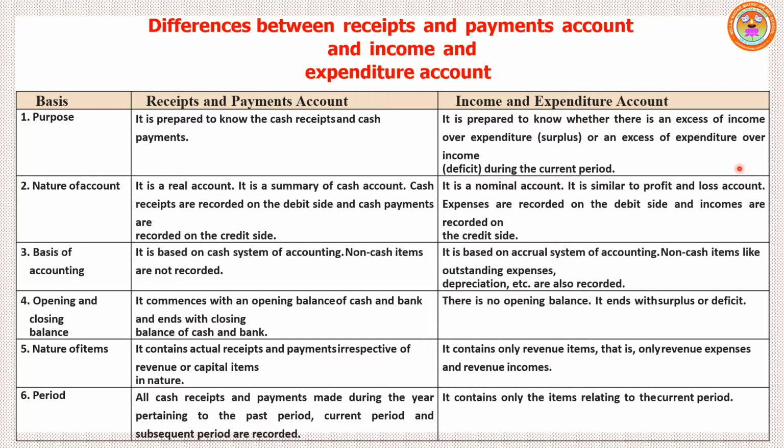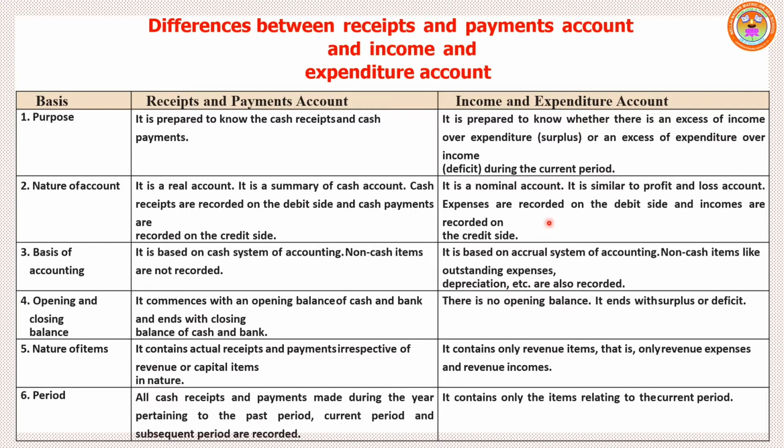If income is more than the expenditure, that amount denotes surplus. Suppose if expenditure is more than the income, it denotes deficit. Second point, nature of account. Receipts and payments account is a real account in nature. Just recall the real account golden rule: debit what comes in, credit what goes out. So all the cash receipts are recorded on the debit side and cash payments are recorded on the credit side.